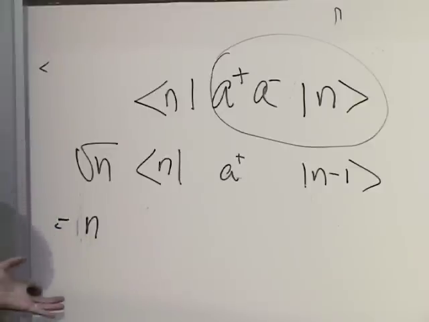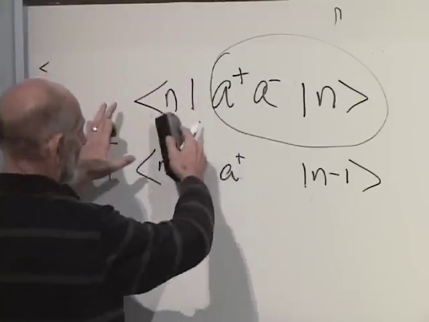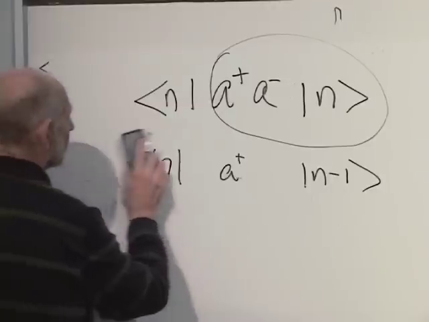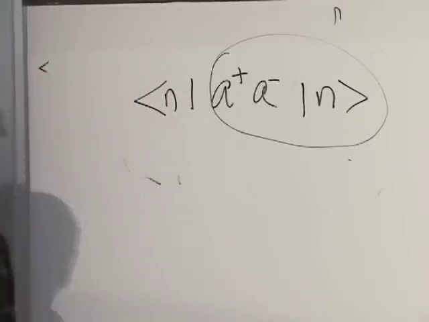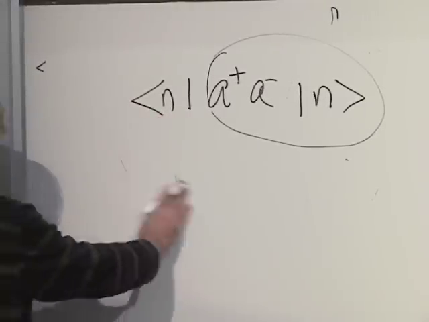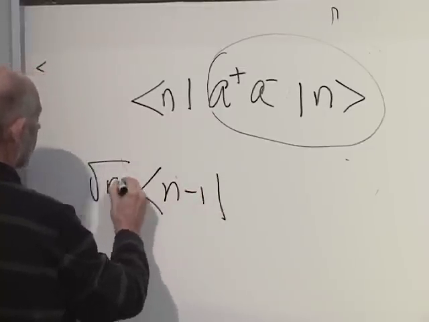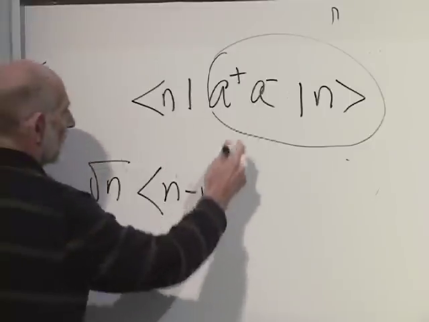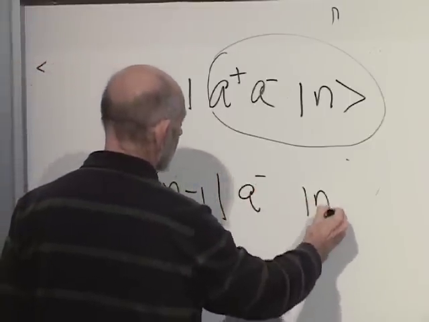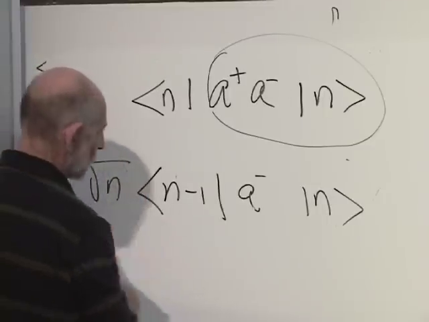What would happen if we did it, not in the opposite order, but by acting to the left on the bra vector? Let's do it. What happens when A plus acts on n to the left? It gives us n minus 1 times the square root of n. But we still have to act with A minus. What does A minus do when it acts on n minus 1? It raises you back up to n and gives you another square root of n.